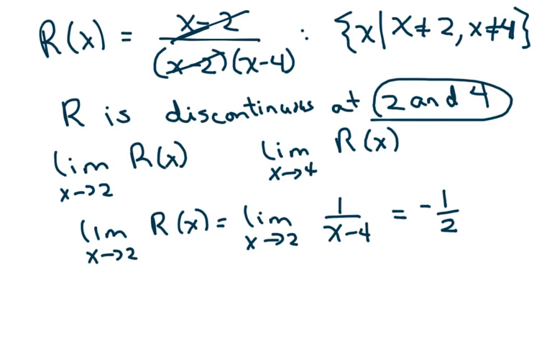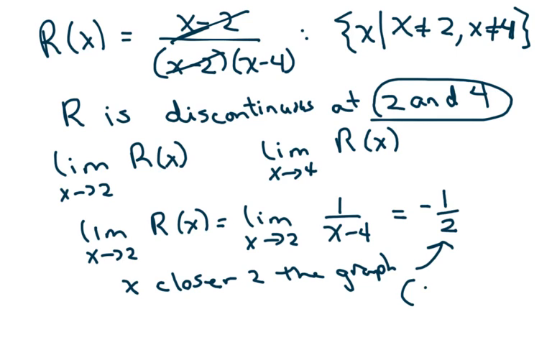So as x gets closer and closer to 2, the graph gets closer and closer to negative 1/2. That's what the limit means. It's not defined there, but what we'll have is a hole. So the hole is going to be where x is 2 and y is negative 1/2. There's going to be a hole there.